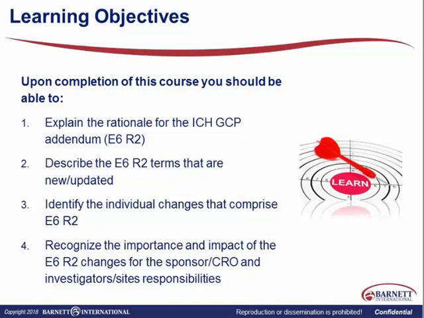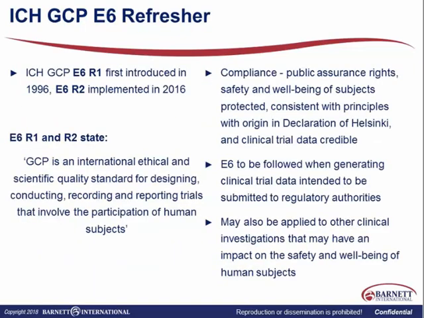So let's move on to the first section. We're going to think about ICH GCP. When I talk about ICH GCP E6, E6 actually stands for Efficacy Topic Number 6, which is the ICH guideline number. The first version of E6 was first introduced in 1996, and the addendum, which is termed R2, was implemented in 2016.